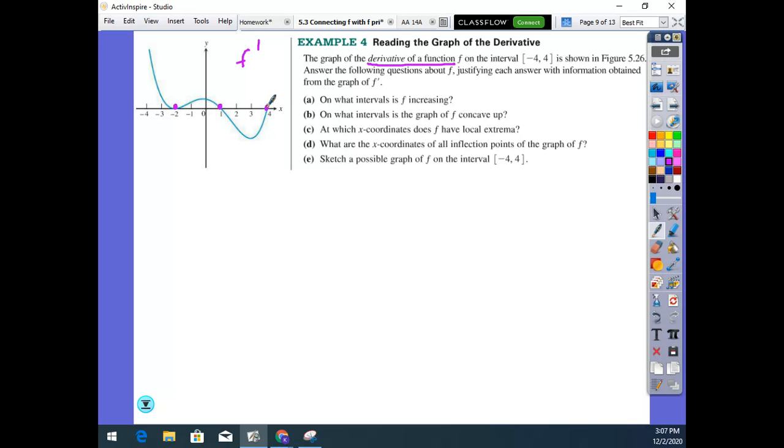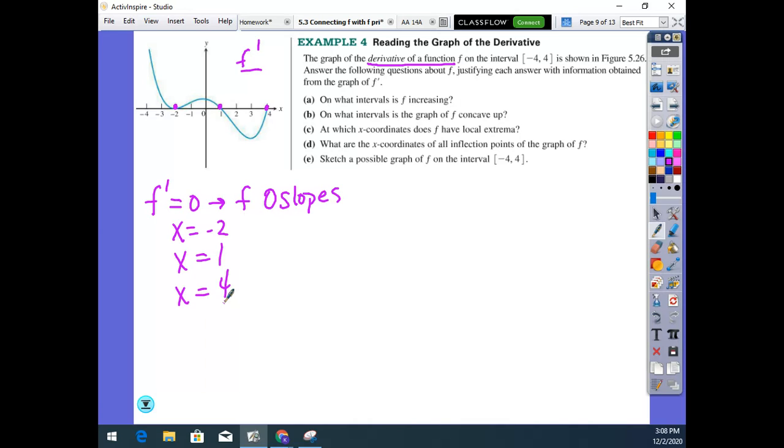First of all, where f prime equals 0 on this particular graph, remember f prime represents the y values because this is the graph of y prime, f prime. So this tells me where f has 0 slopes. 3 places: x equals -2, x equals 1, and x equals 4. All right.